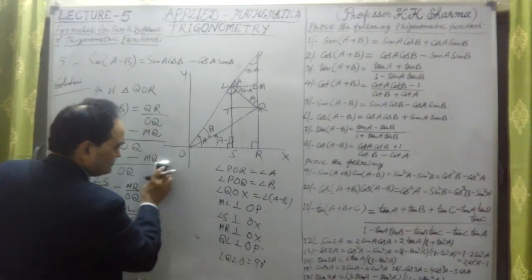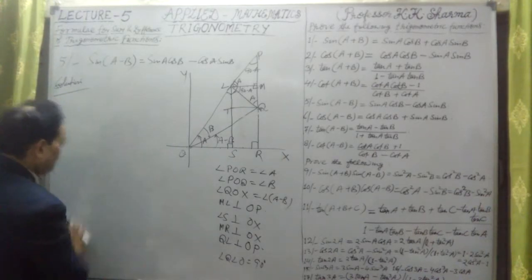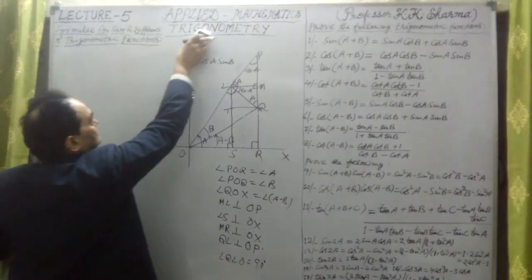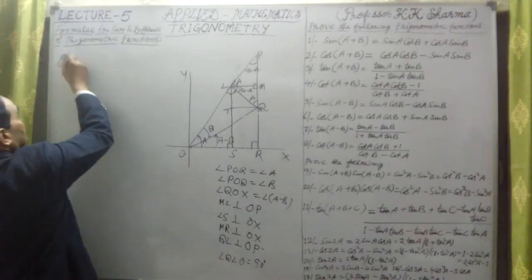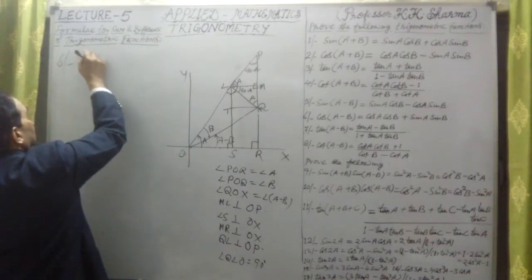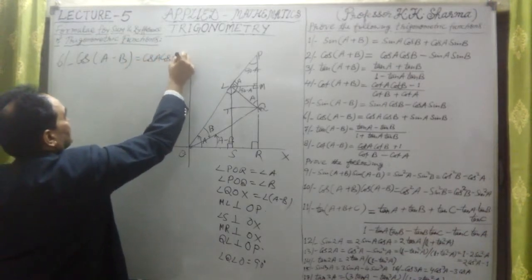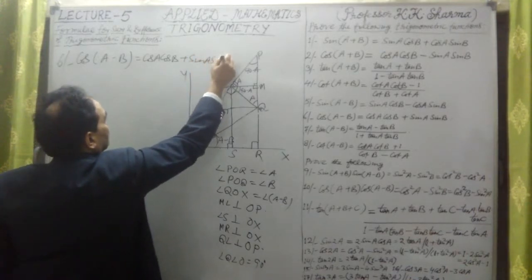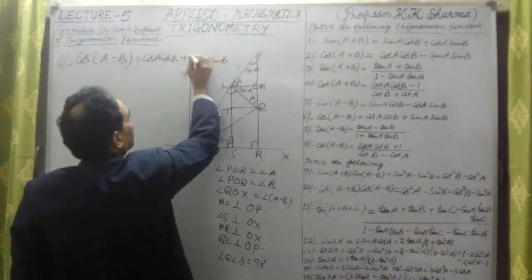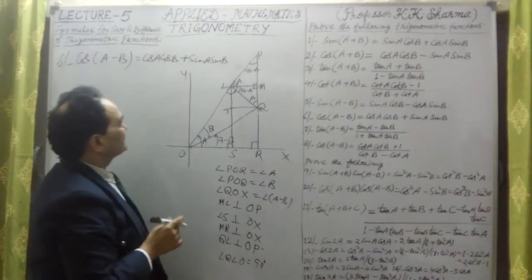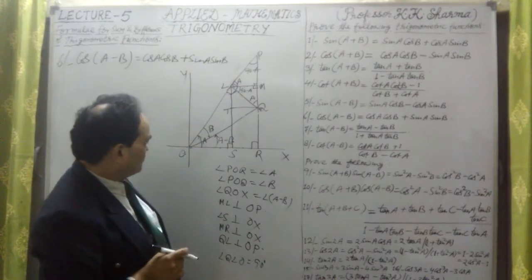So now let me take the sixth formula, which is the difference formula for cos A minus B. Formula number 6: cos A minus B is equal to cos A cos B plus sin A sin B. Try to understand: whenever there is a minus sign in cos, it becomes plus. If it is plus, it is minus. That is the only difference. Okay, so that is the point.